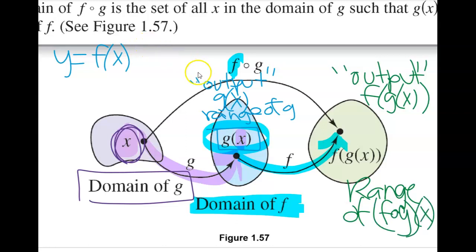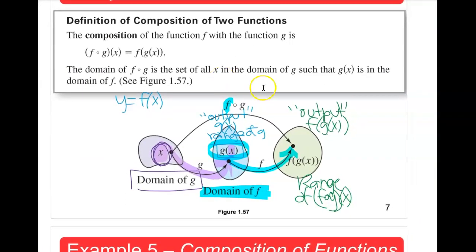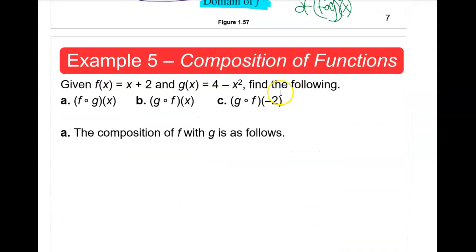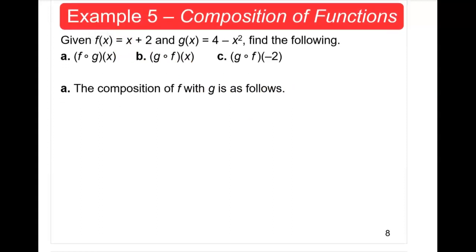Okay, so I'm going to show you with the next example. I believe we could demonstrate that. Okay, this will work. So we have two functions. We have function f, which is x plus 2, and function g is 4 minus x squared. So for the first composition, we will be finding f of g of x.